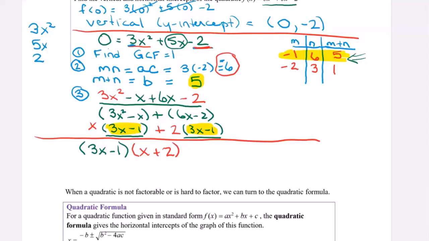I can say this has to equal 0 because I want to find my horizontal or x-intercept, and I have to set y equal to 0. And then once I have this, that means that either 3x minus 1 equals 0 or x plus 2 equals 0. So we don't need the parentheses.